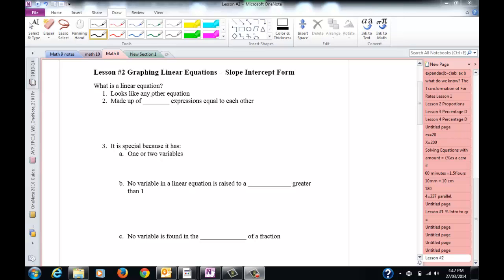So today is our second lesson for the graphing unit, and we're going to look at linear equations. We are just going to look at them in slope-intercept form. We're going to do some other forms in the future, but we'll start off slow. So first, you probably want to know what a linear equation is.